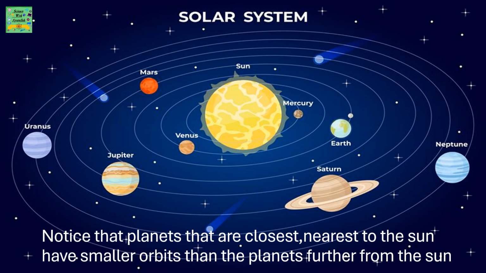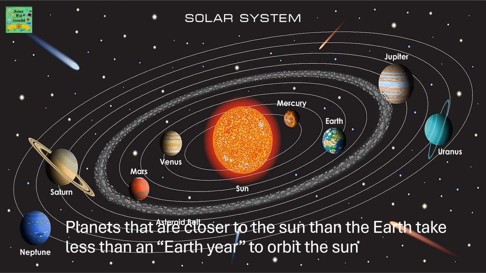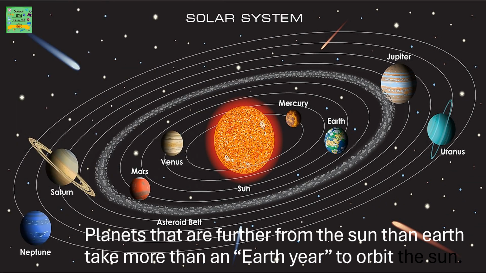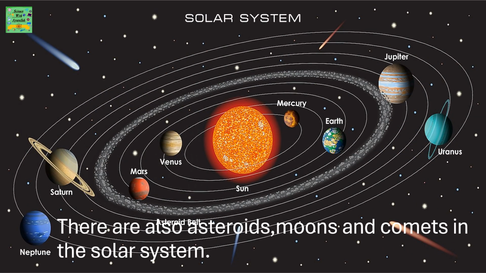Do you notice that the planets that are closest to the Sun have smaller orbits than the planets further from the Sun? Planets that are closer to the Sun than the Earth take less than an Earth year to orbit the Sun. Planets that are further from the Sun than Earth take more than an Earth year to orbit the Sun. There are also asteroids, moons, and comets in the solar system.